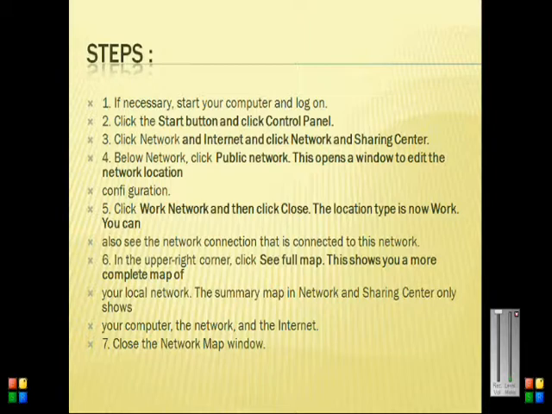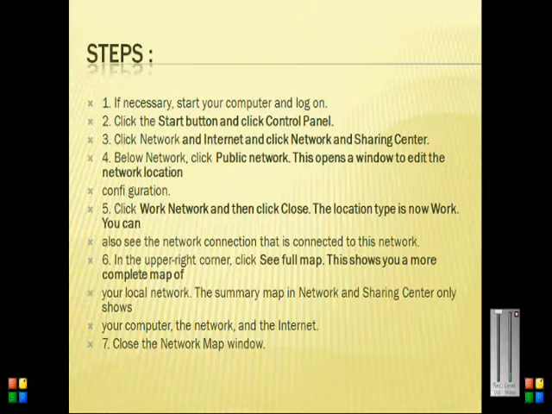These are the steps. If necessary, start your computer and log on. Click the Start button and click Control Panel. Click Network and Internet and click Network and Sharing Center. Below Network, click Public Network. This opens a window to edit the network location configuration. Click Work Network and then click Close. The location type is now work. You can also see the network connection that is connected to this network.